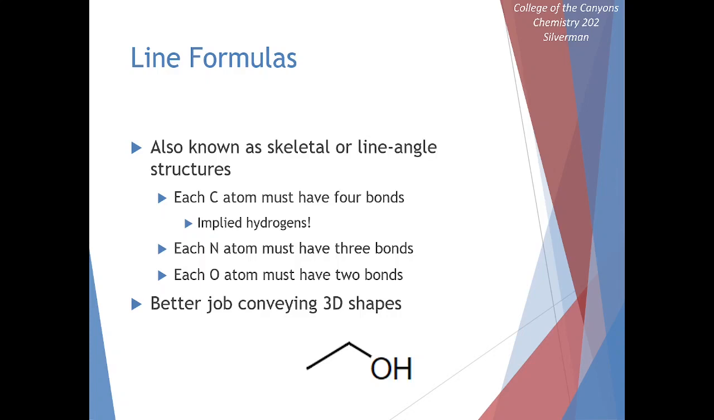What's nice about our line formulas is they do a better job of conveying 3-dimensional shapes. If we have this carbon here, this is a carbon that is sp3 hybridized. That carbon should have a geometry that is, well, everything 109.5 degrees apart, tetrahedral geometry. Our Lewis structure probably doesn't show it as tetrahedral, but our line structure, well, it does. It does a better job here.